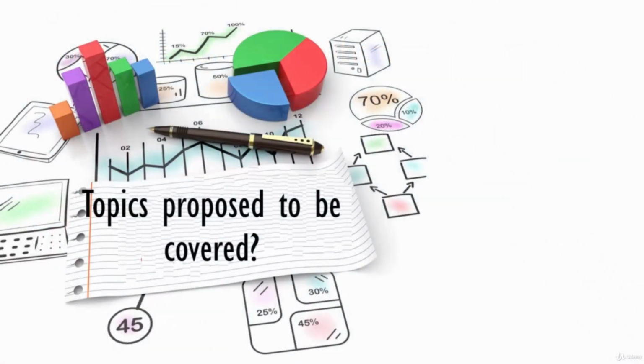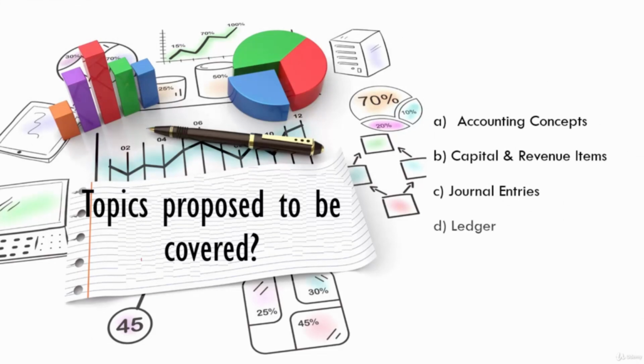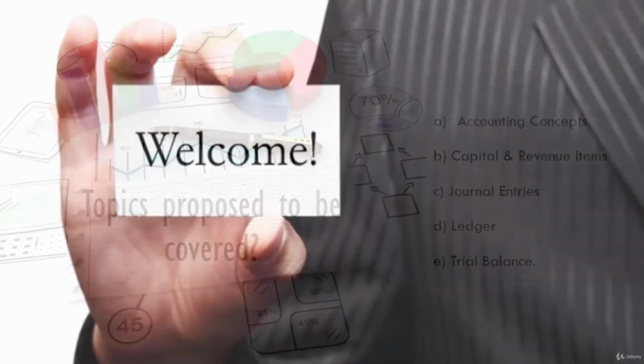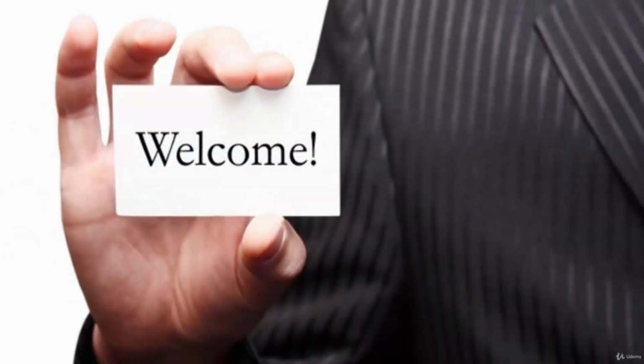What are the topics that are proposed to be covered? As of now, the following 5 topics are proposed to be covered: accounting concepts, capital and revenue items, journal entries, ledger, trial balance. But you can watch for some additions in this course in the later stages. So once again, I welcome you to this course.